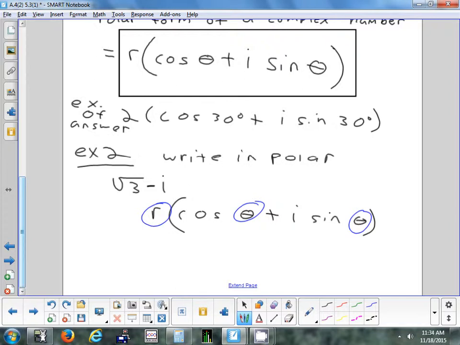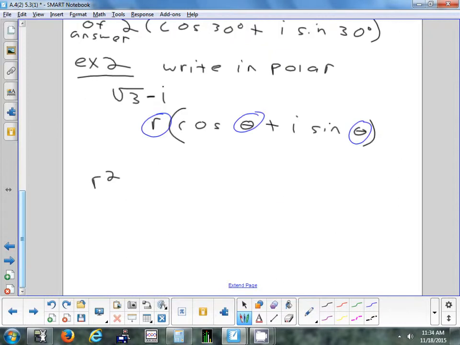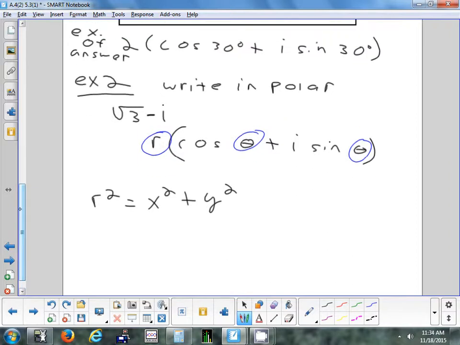We already have formulas to do that. This is what we did yesterday. What was our formula to find r? r squared equals what? x squared plus y squared. So we're just going to fill that in, and that'll give us r. Looking at this point, which one is x? The square root of 3. That's the real part. Remember the real part? That's your left and right if you were to graph it.